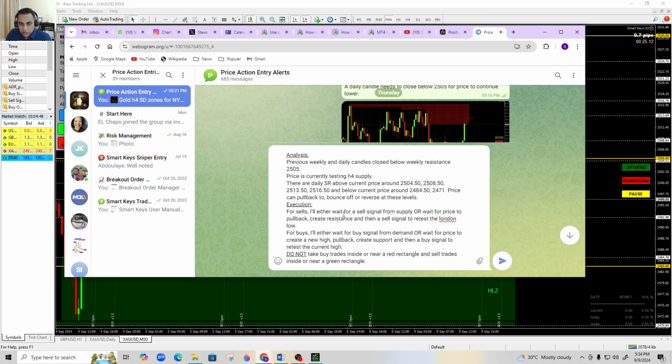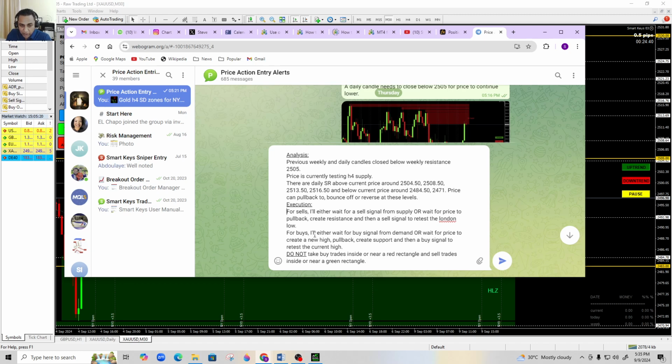Right? For sells, I'll either wait for a sell signal from supply or wait for price to pull back and create resistance on the M30 time frame, only on the M30 time frame, not on any other time frame. On the M30 time frame, I need to see resistance, and then a sell signal to retest the London low. Now the signal can be either an M30 signal or an M15 signal. It doesn't matter. But resistance, always support and resistance for session trading. I personally wait for price to create M30 support or M30 resistance.